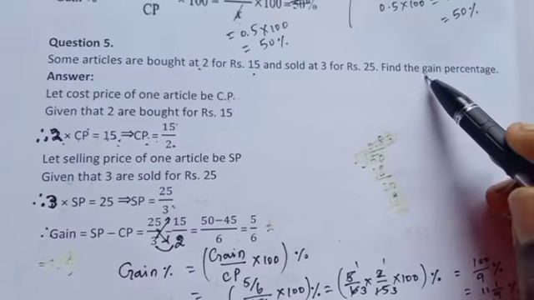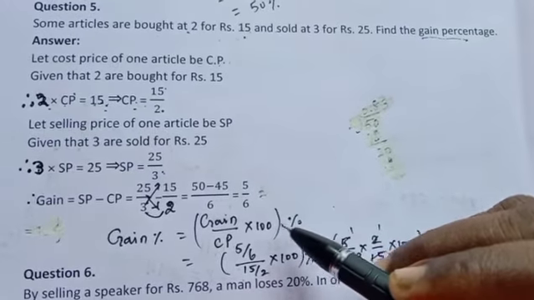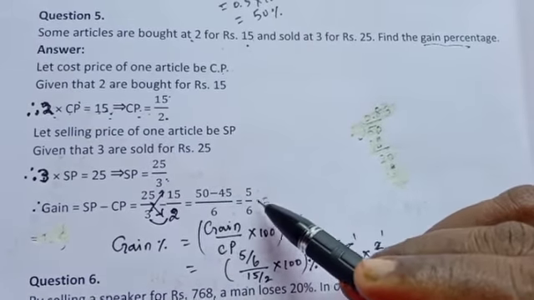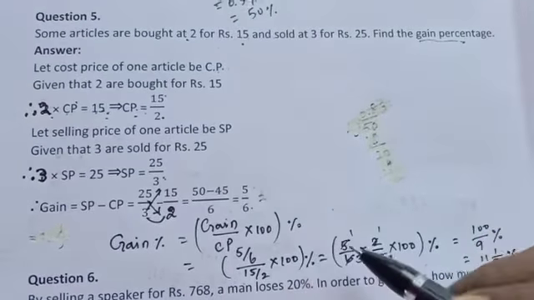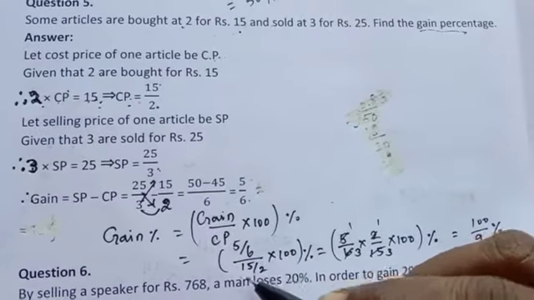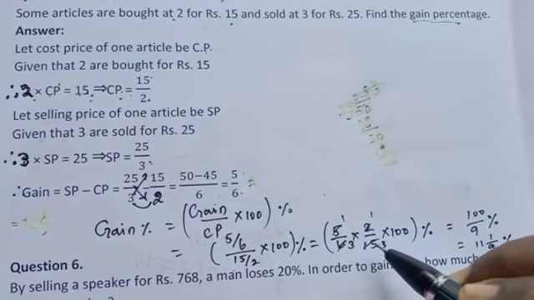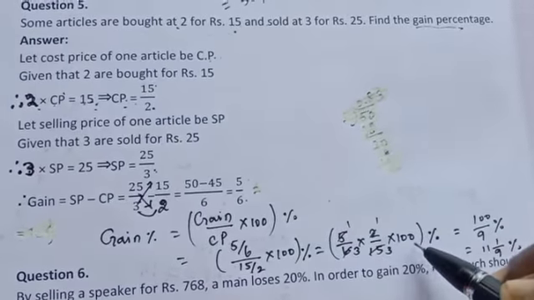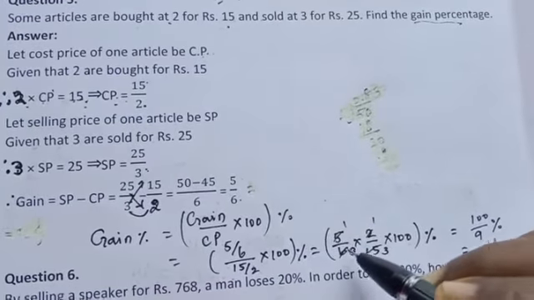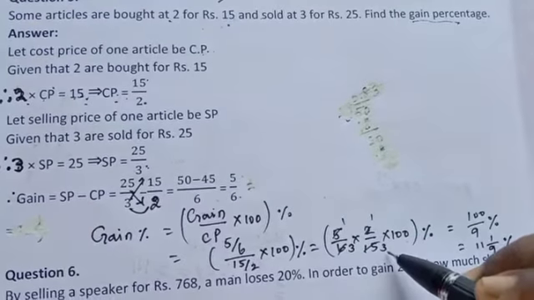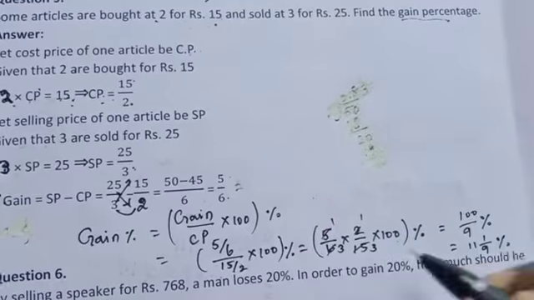We have to find the gain percentage. So gain percentage, what is the formula? Gain by CP into 100 percentage. Gain we get 5 by 6, by CP is 15 by 2, into 100. So that is 5 by 6. This 15 by 2, written as 2 by 15 since it is in the denominator, so this is rewritten as into 2 by 15 into 100. Now you have to cancel. 1 2 is 2, 3 2s are 6, 1 5 is 5, 3 5s are 15. After cancelling, we have in the numerator 100, denominator 9.